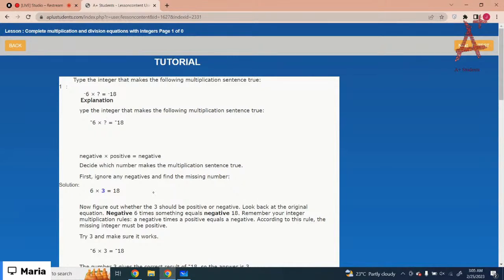We know that negative 6 times the missing number equals negative 18. That means the missing number is positive, because negative 6 is already negative and the product is negative 18. It would be 3 times negative 6 equals negative 18.